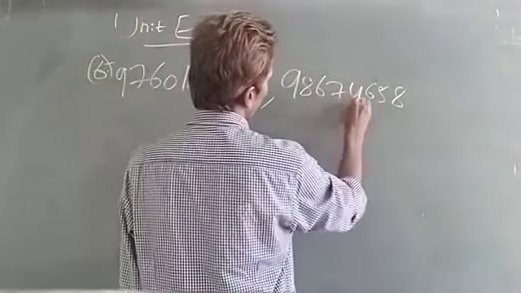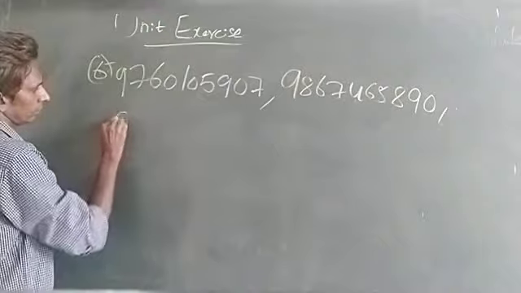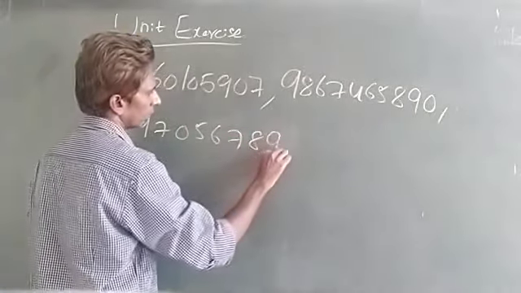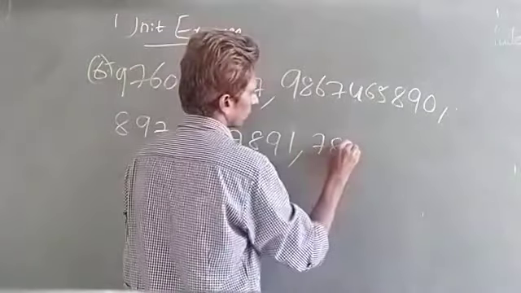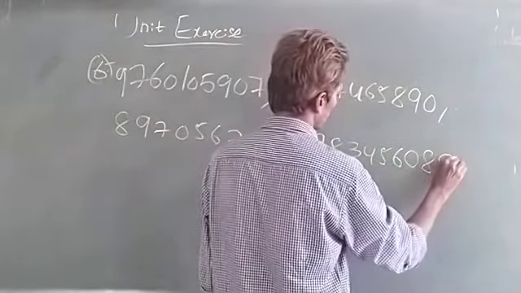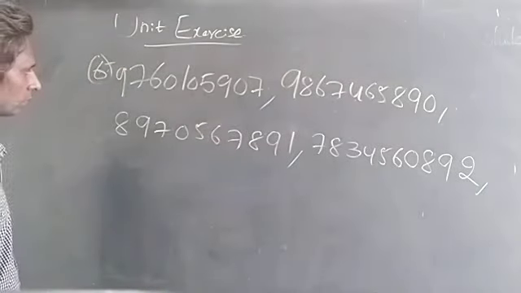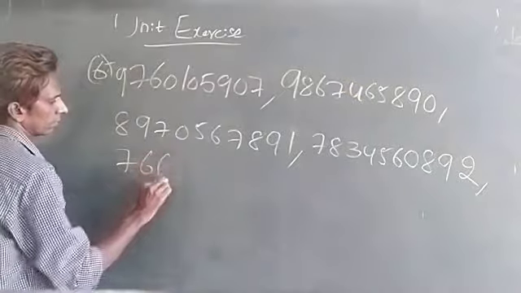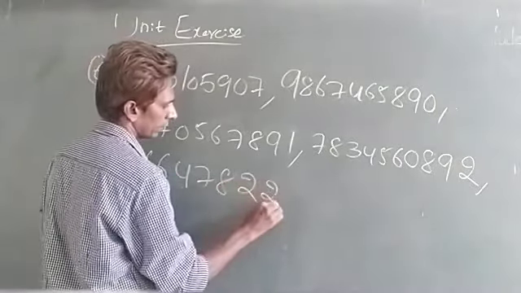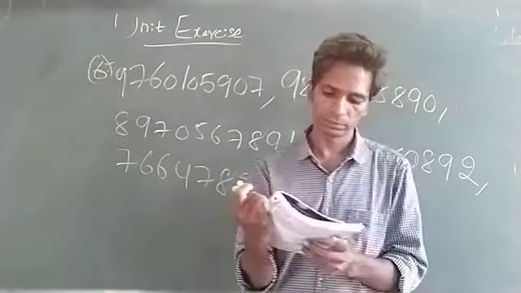9 8 6 7 4 6 5 8 1 2 3 4 5 6 7 8 9. Three, four, five, six, seven, eight, nine, ten. So these are the five mobile numbers. Okay, collect five mobile numbers.